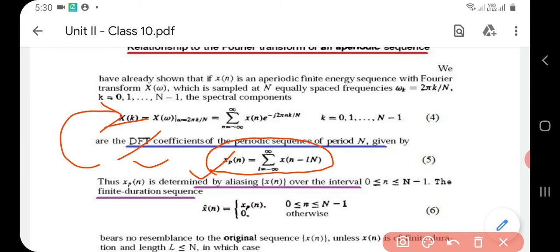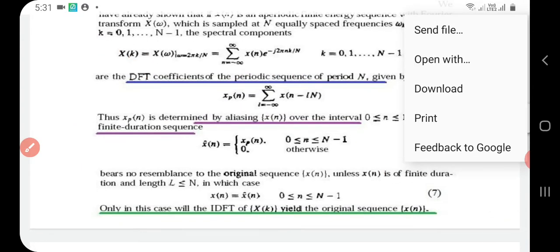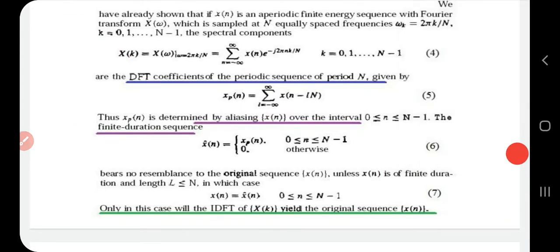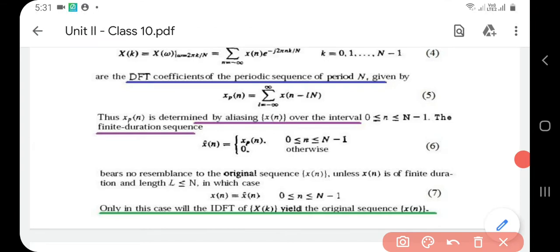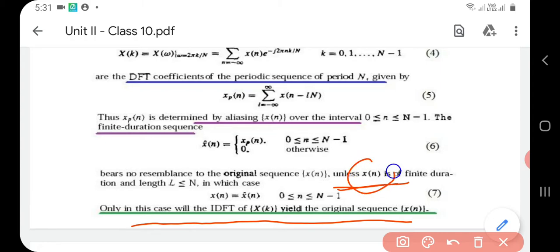So that gives a relationship between the Fourier transform and the DFT, and this DFT coefficient exists if and only if a particular condition is satisfied. That condition is that x(n) must be of finite duration, and its length must be less than or equal to N, where N means the fundamental period of the periodic sequence.